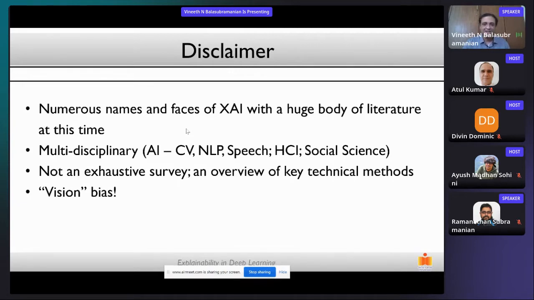So obviously, I'm not going to get a chance to cover all of them. It is a multidisciplinary field today. There are aspects of machine learning, computer vision, NLP, speech, HCI, social science, and so on and so forth. So the rest of this tutorial, I'm not going to say is an exhaustive survey, but I'm going to keep it as an overview of key technical methods that broadly people use in deep learning, at least. And as much as we speak about bias of deep learning, I think as humans, we cannot live without a bias. Since I broadly work in the area of computer vision, most of my examples may revolve around a vision bias, so to say. But I think the technical details that we will refer to are probably broadly relevant to any other data type that anyone may use in practice also.